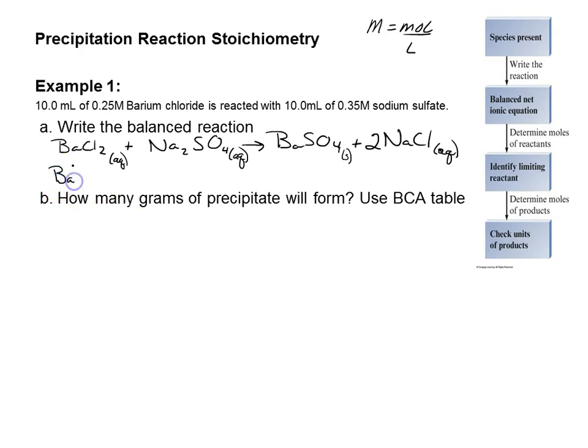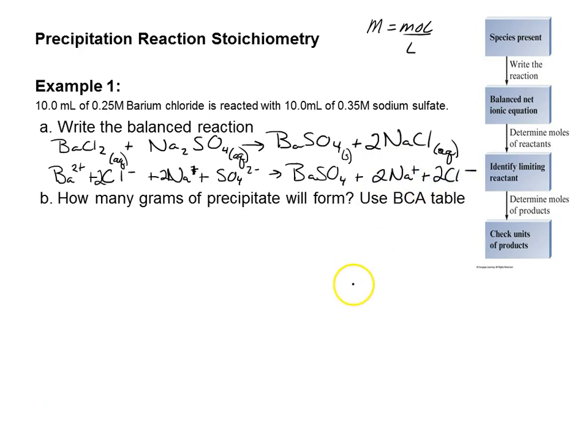If I wanted to write this as a net ionic equation, let's go ahead and practice that a little bit. I'm going to do barium ions, chlorine ions, and there's 2 of them, sodium ions, there's 2 of those, sulfate ions, yields barium sulfate, which I'm going to leave as a solid, 2 sodiums, and 2 chlorines.